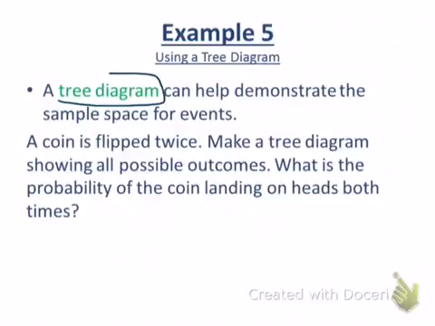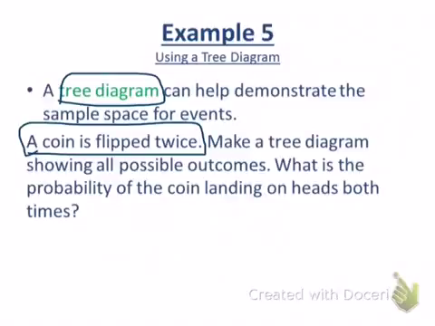All right, and here's an example of a tree diagram. A coin is flipped twice. Make a tree diagram to show all possible outcomes. What is the probability of the coin landing on heads both times? What are the possible outcomes here?